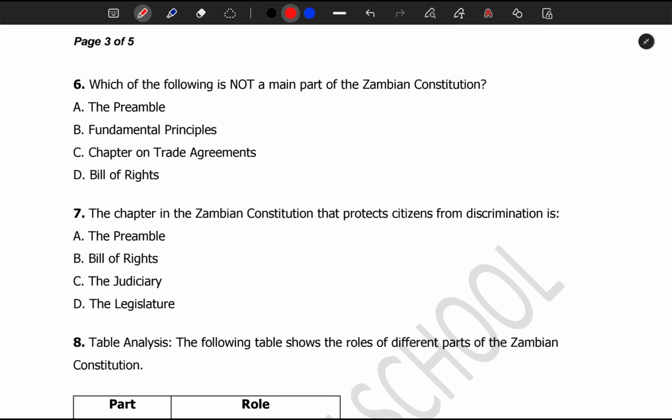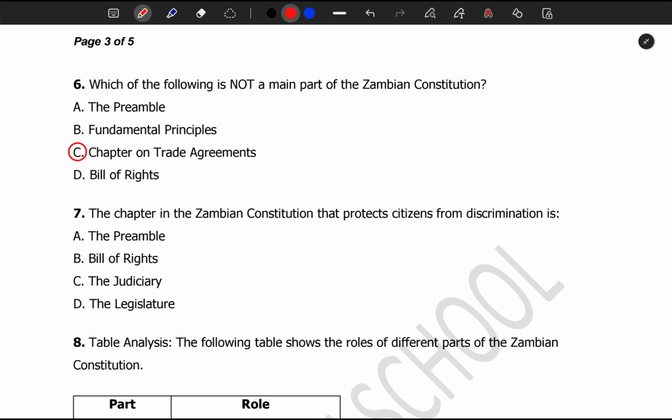Next, which of the following is not a main part of the Zambian Constitution? A, preamble. B, fundamental principles. C, chapter on trade agreements. D, Bill of Rights. Actually, A, B, and D, they are all parts of the Zambian Constitution. It is only C, which is not a main part.